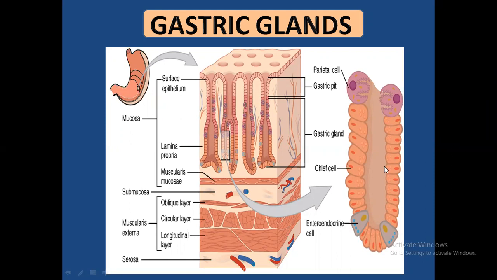and parietal cell. So different cells are present in the gastric gland. So we will discuss what is a gastric gland and what are the enzymes secreted by the gastric gland. So you have some idea about the gastric gland.